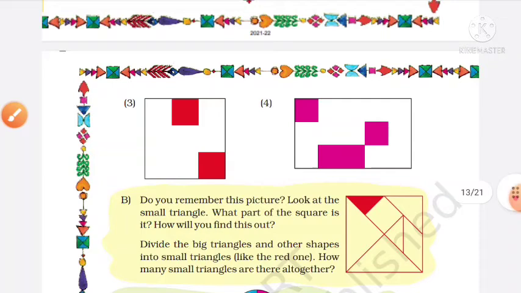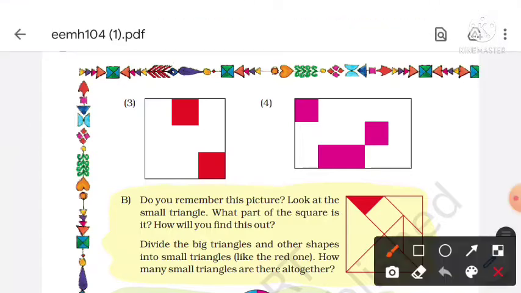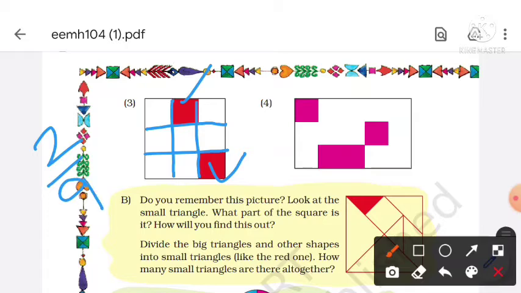Go to the next. Now if you see the figure number 3 here, at first we are making the division. We are dividing the full figure into equal 9 parts. Now you can see that only 2 parts are colored in red, so you can say that 2 by 9 of the shape is colored in this figure.